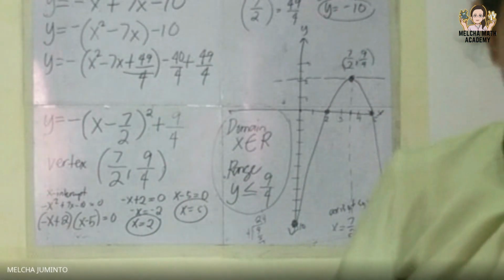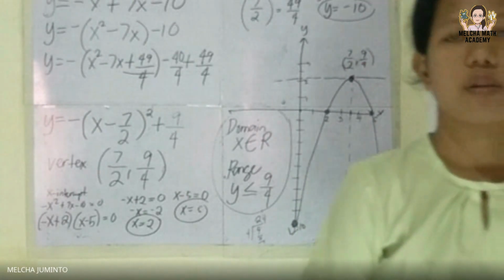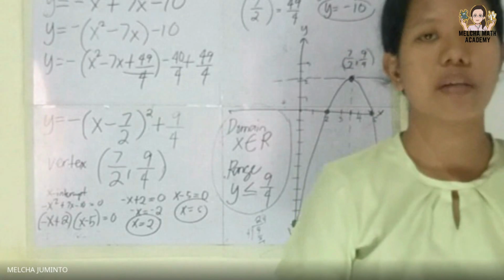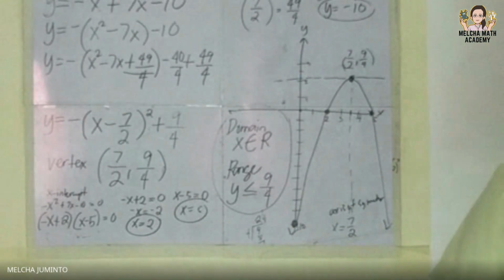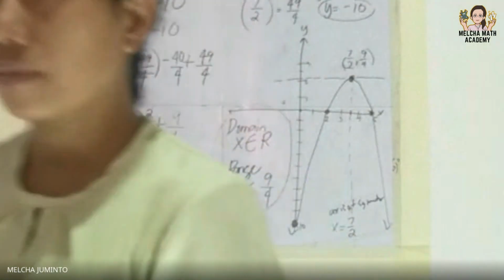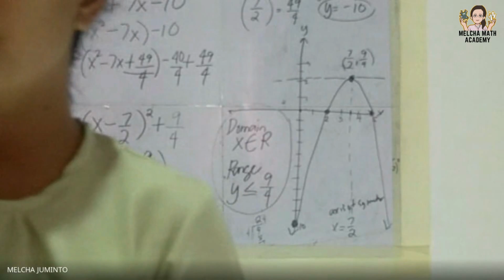We have been able to graph a quadratic function which is opening downward, or the value of a is negative. Any questions? Class, do you have any questions before we end?